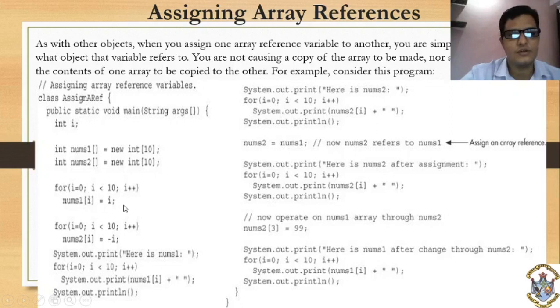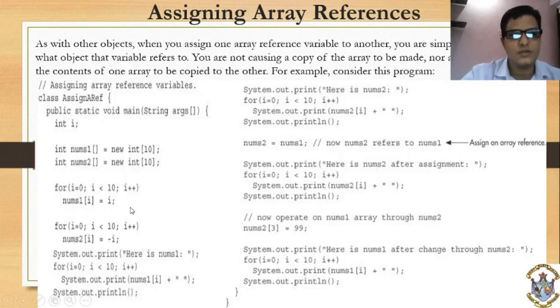Nums of 0, the 0th location, what are you storing? The I value. What is the I value? 0. In the 0th location 0, first location 1, second location 2, third location 3, fourth location 4, 5, 5, 6, 6, 7, 7, 8, 8, 9, 9. Okay, does a 10 exist? No. When I becomes 10, the condition 10 less than 10 is false.